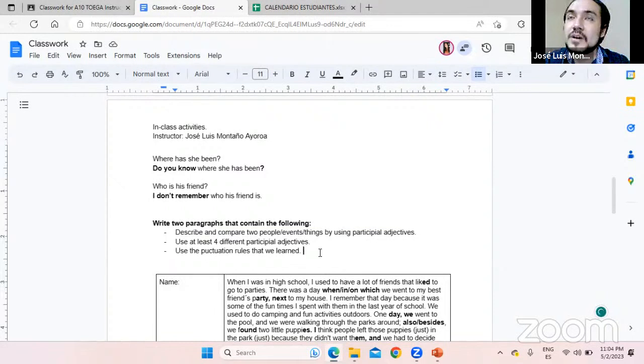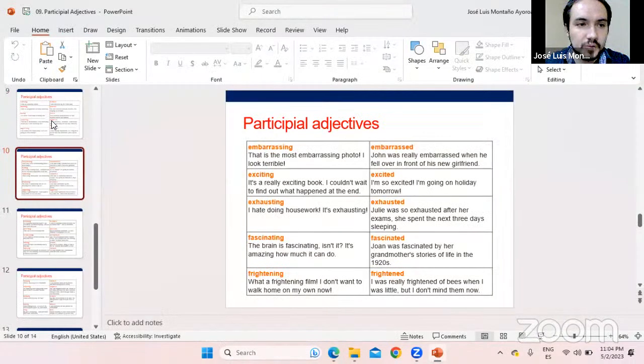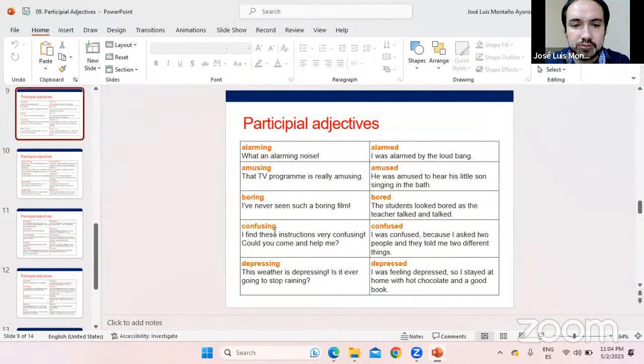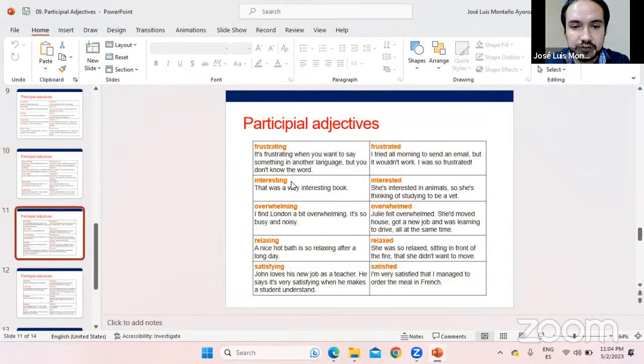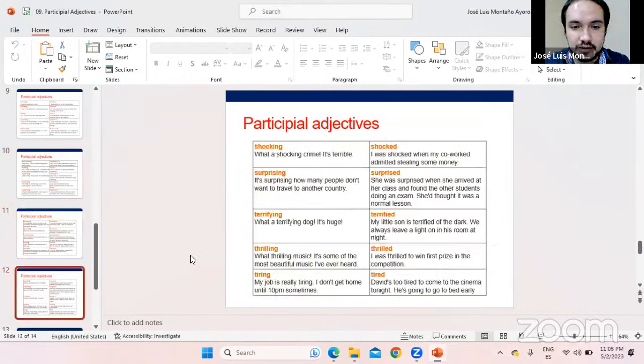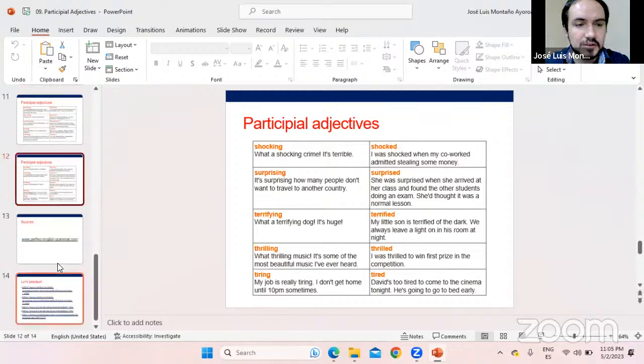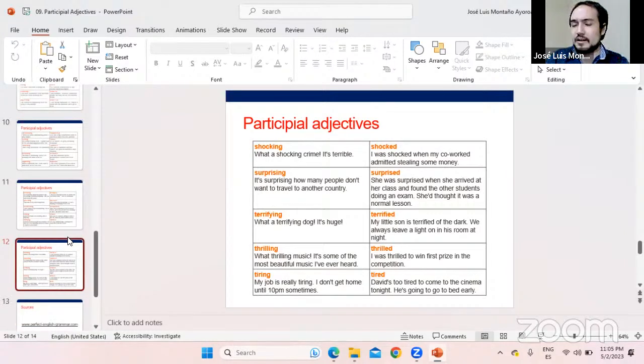I would describe this company as, and we can look for any of these attributes. Let me open the list. So we have alarming, amusing, boring, confusing, depressing. No, I don't need that. Exciting, exhausting, fascinating. Okay, we can use fascinating there. Interesting, relaxing, satisfying, thrilling, terrifying, shocking, surprising, tiring. So if we don't find an adjective over there, you can look for a new one.